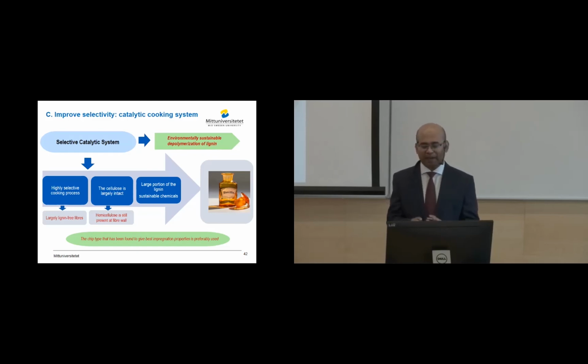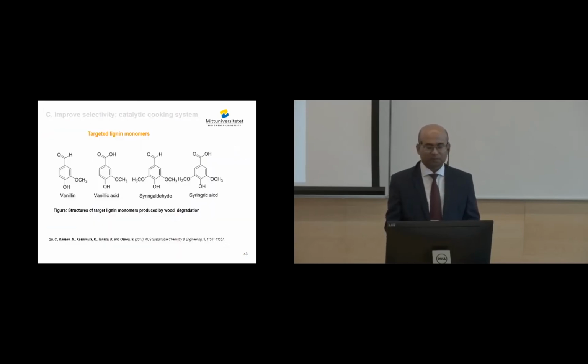The goal was to produce vanillin directly from the wood, but there is also potential to produce an interesting pulp fiber simultaneously. Although in this process we only focus on the vanillin, this was the aim. Of course, the chip type should give the best impregnation for this process, so the chip study is also very important to manage the integration, the selective cooking. We have a target of a lot of lignin monomers, but we looked only at this one: 4-hydroxy-3-methoxybenzaldehyde, the target lignin monomer, which is vanillin.